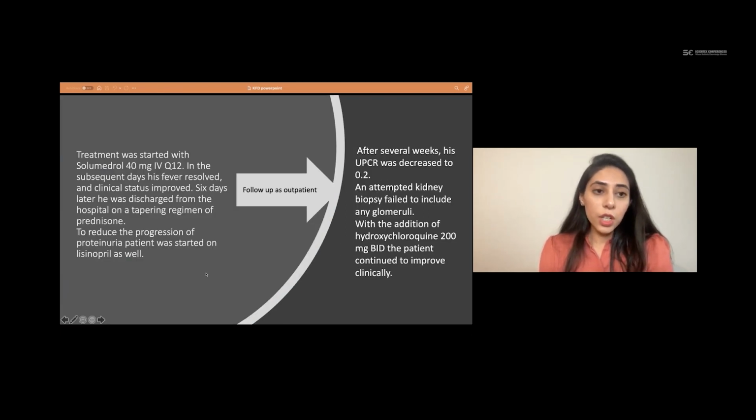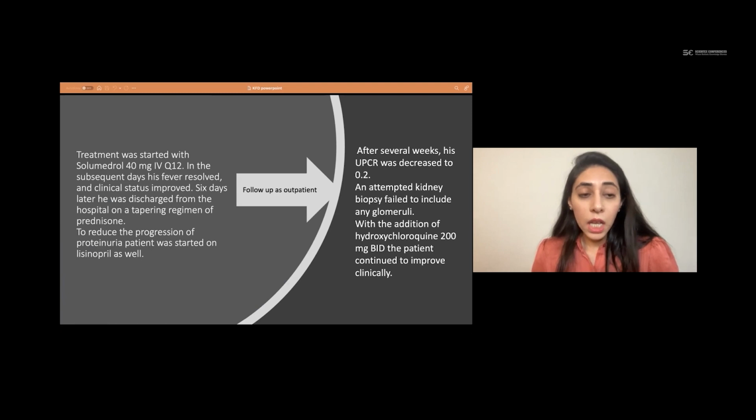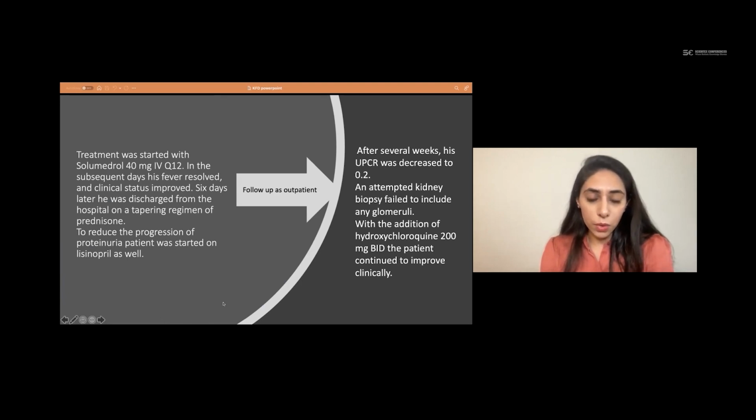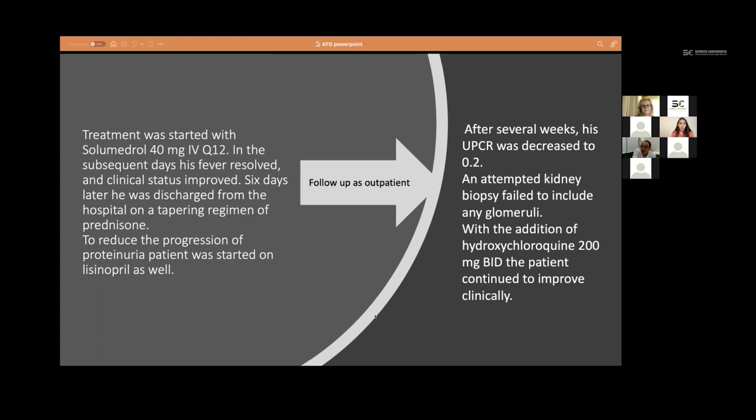So we started the treatment with steroids, sodium withdrawal 40 milligram IV every 12 hours. And in the following days, his fevers resolved, his clinical status improved, and 6 days later, he was discharged from the hospital on a tapering regimen of prednisone. Since we had seen that his kidneys had also gotten a hit given his elevated urine protein creatinine ratio, we started him on lisinopril as well.